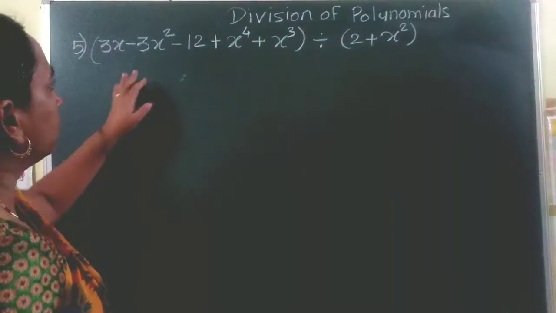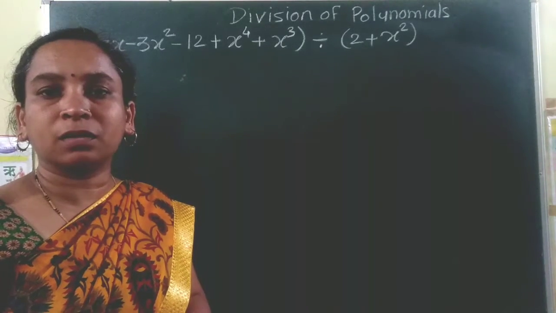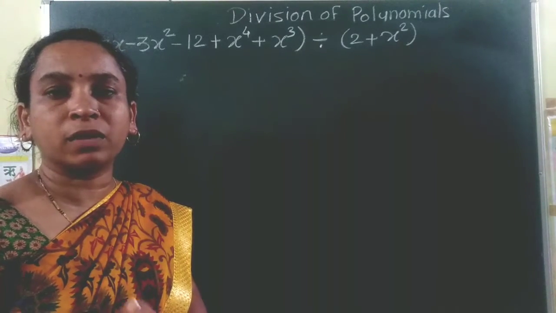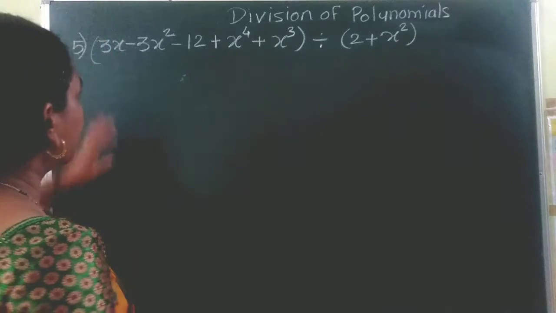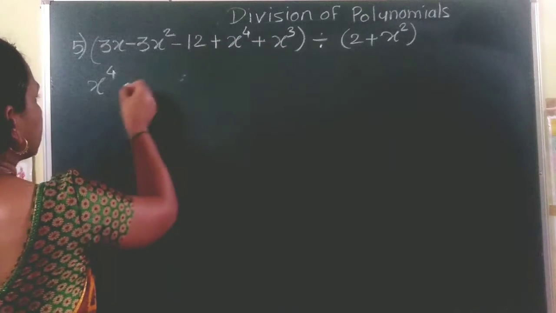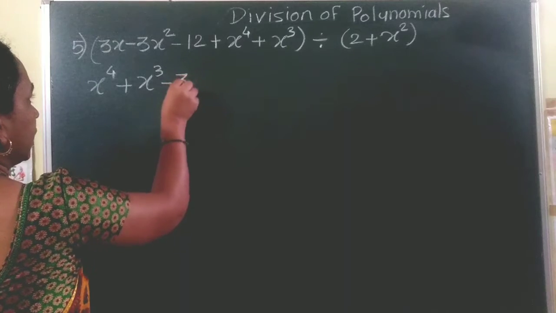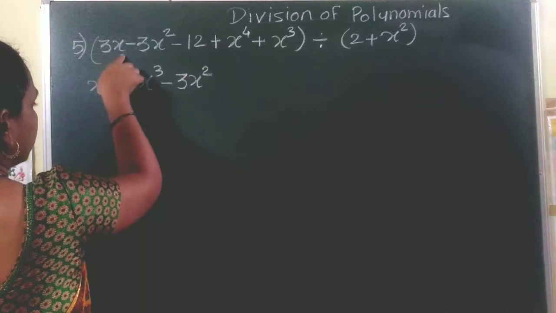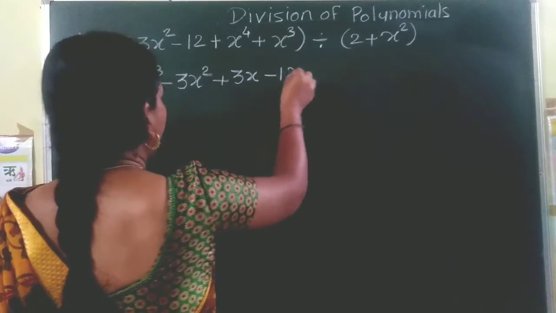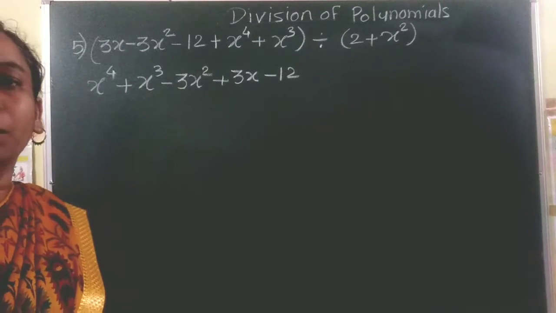Fifth example. This example is not in the index form. So first we will arrange it in the ascending order of the powers of the variables. So first I'll arrange it here, x raised to 4, then x cube term, then x square term, so minus 3x square, then x term, that means 3x, then minus 12. So now I have arranged it. So it is the index form of the particular polynomial.